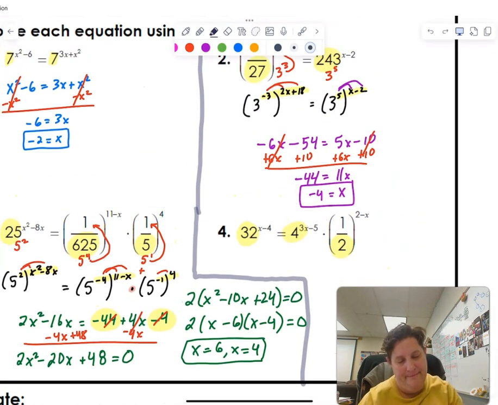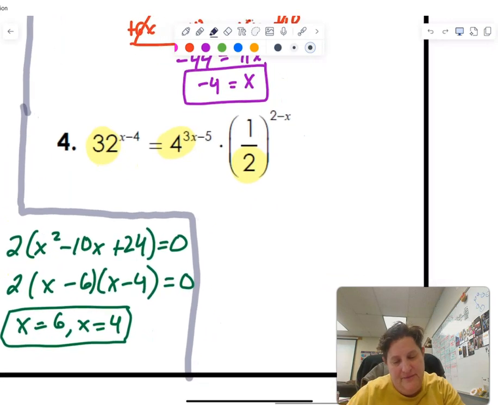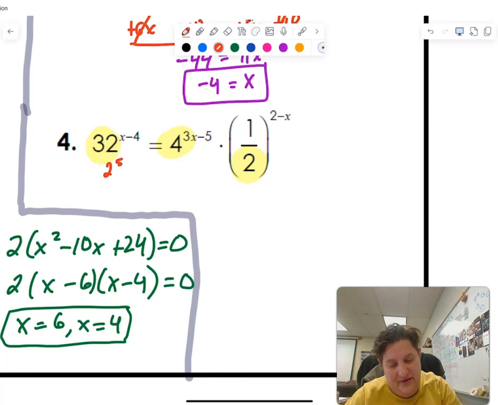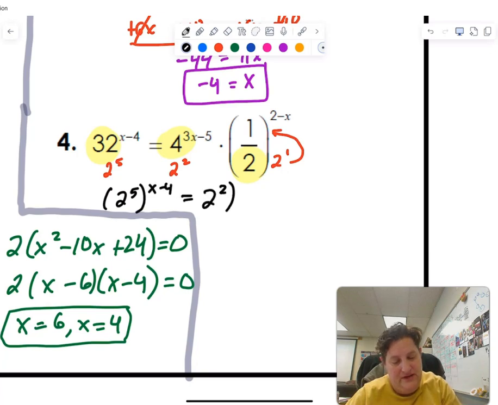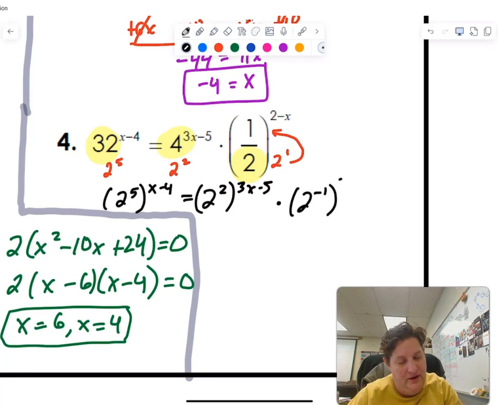All right, anyways, you guys, this one we're going to use 2 as my base. That's 2 to the 5th. That's 2 to the 2nd. That's 2 to the 1, which I will bring up to be negative 1. So it rewrites like this. 2 to the 5th, x minus 4, equals 2 to the 2nd, 3x minus 5, times 2 to the negative 1, 2 minus x. Okay?